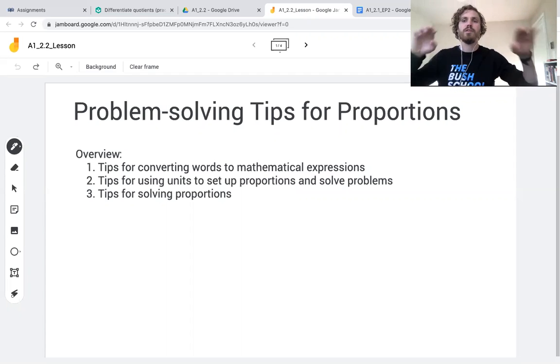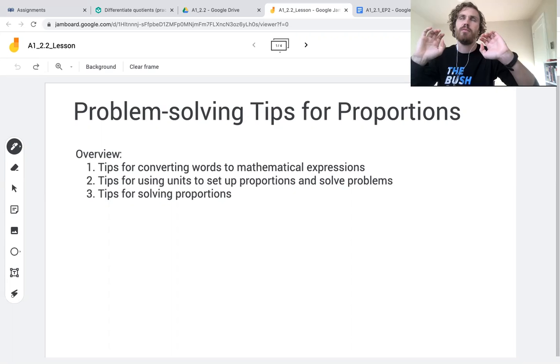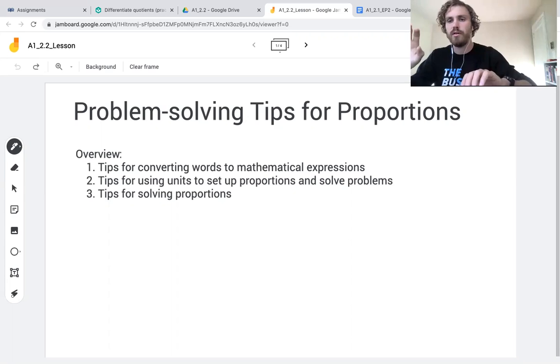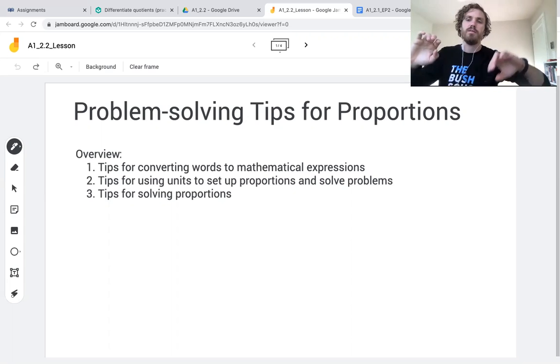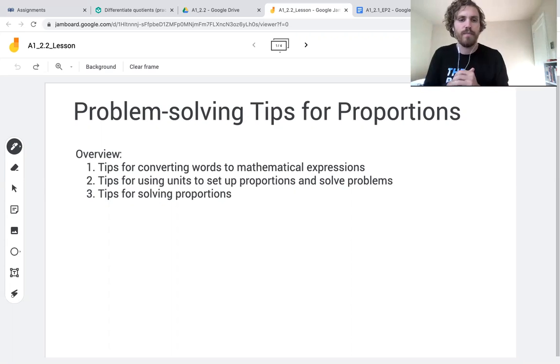So remember that a proportion is basically an equation where you have a fraction equaling a fraction. Like 2/3 equals 4/6, or x over 5 is equal to 23, because 23 could be 23 over 1. So that's what a proportion is. And I want to talk about three things. The first thing is just thinking about converting words to mathematical expressions and how we can think about some words. The second is using units to set up proportions and solve problems.